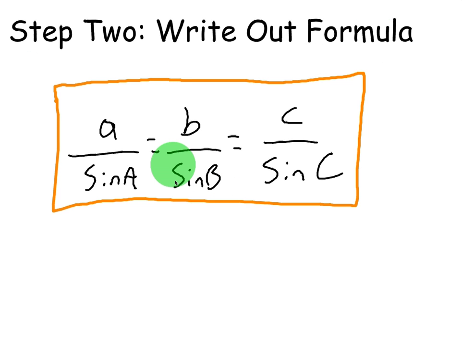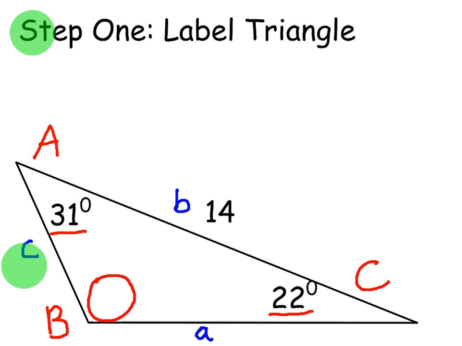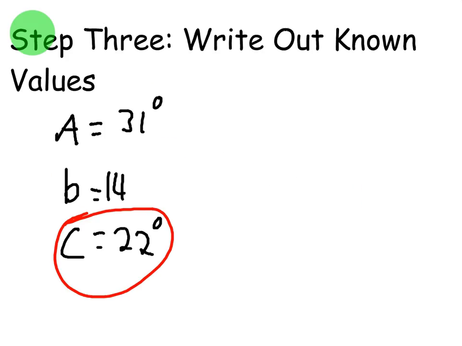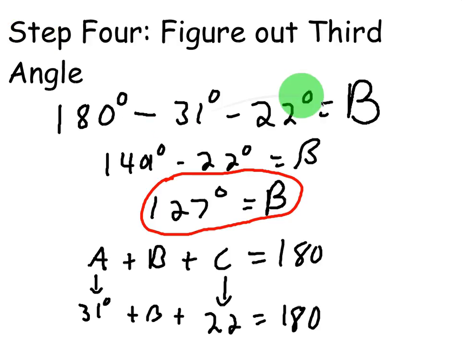Step 2, write out your formula. What was step 1? I'll label a triangle. Okay. Step 2, write out your formula. Step 3, write out what you know. So now that we've labeled everything, we're going to say big A is 31, little b is 14, big C angle is 22. We're going to solve for the third angle by doing 180 minus the other two angles. We will get 127 is equal to big B. Okay?